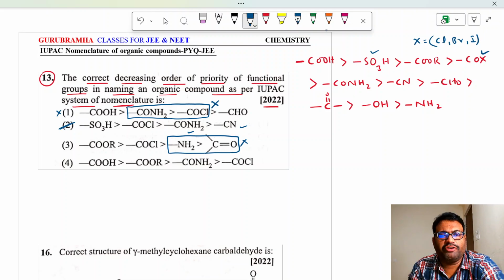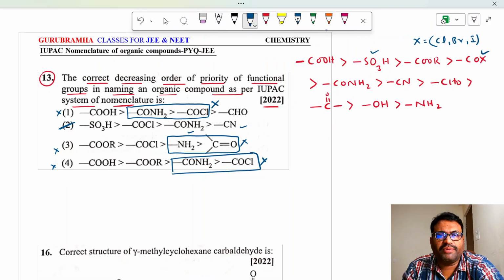Next, coming to the fourth option: COOH, COOR, CONH2, COCl. Again, this order is wrong. So these two are also wrong. We need to remember this priority order of the functional groups. Such questions are also asked in the JEE Mains examination. Okay, let us see the next question.